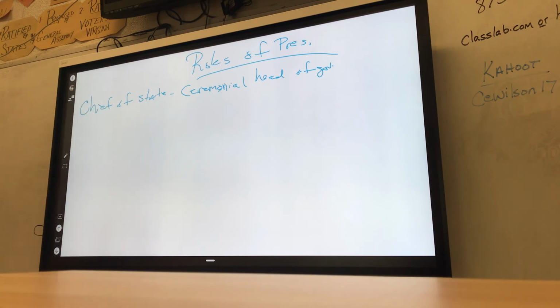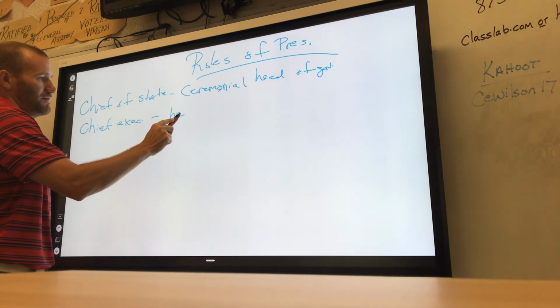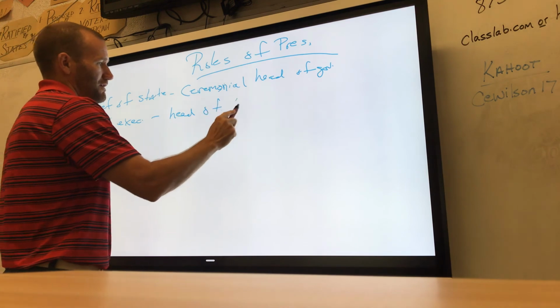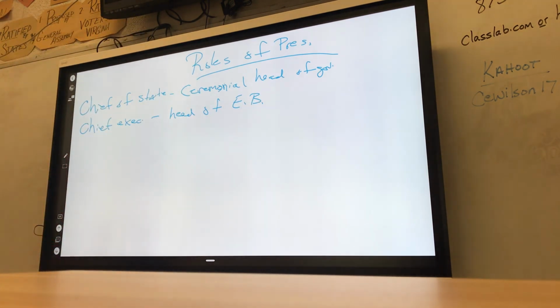Next is Chief Executive, head of the executive branch. He's the leader of the branch. He's over the vice president, he's over the cabinet, he's over his agencies. Anytime he has a cabinet meeting and meets with his cabinet members, he's their boss. That's chief executive. He's doing executive work.